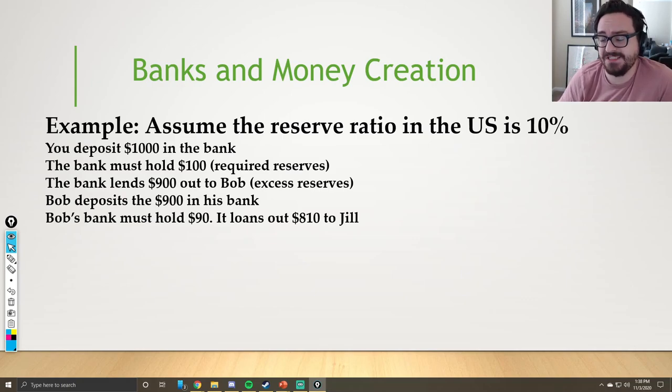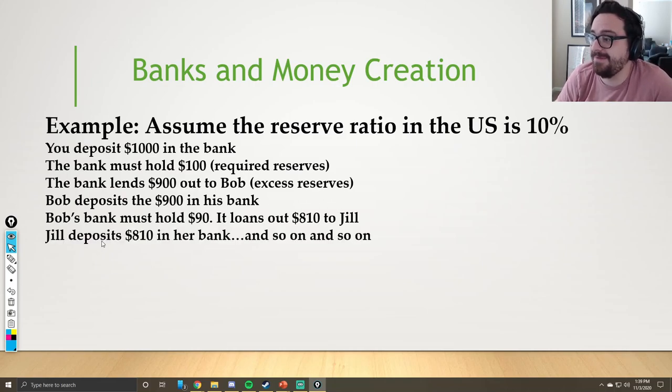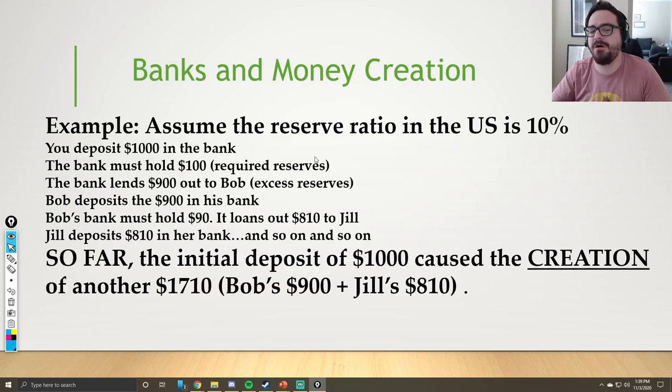Wait a minute, what? The bank is loaning out a loan using money from a previous loan? Yes, person who's concerned watching this video. They are! It could loan out $810 to Jill. And if Jill deposits her money in the bank, 90% can be loaned out, 10% they gotta hold on to, again, again, again. So far, just off of two steps, the initial deposit of $1,000 has caused the actual creation of $1,710 of actual spendable money. You put $1,000 into the bank, and the bank has turned that $1,000 into $1,710 two steps in.